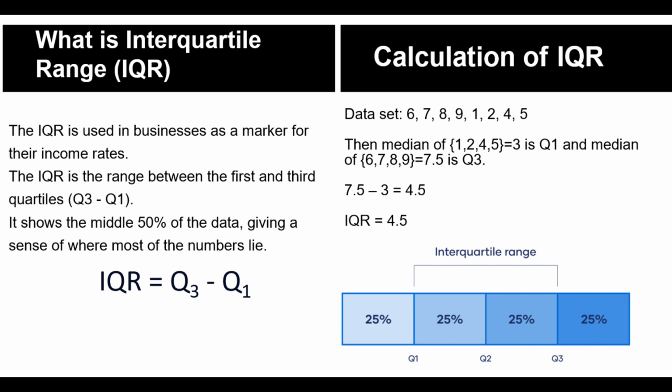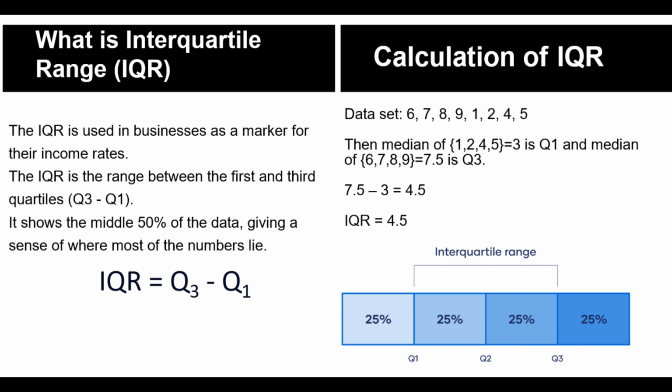What is the interquartile range? The interquartile range is used in businesses as a marker for their income rates. The IQR is the range between the first and third quartiles, which is Q3 minus Q1. It shows the middle 50% of the data, giving a sense of where most of the numbers lie.